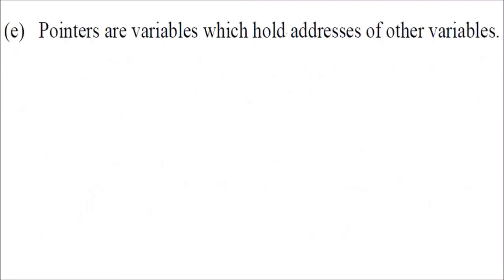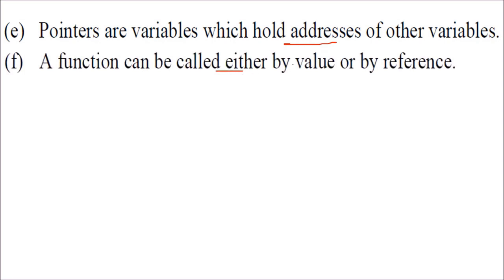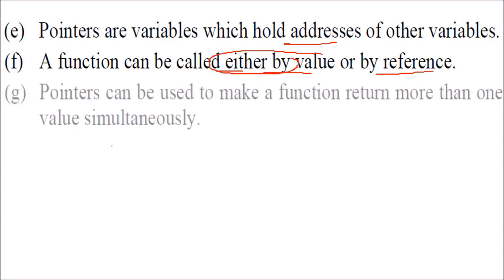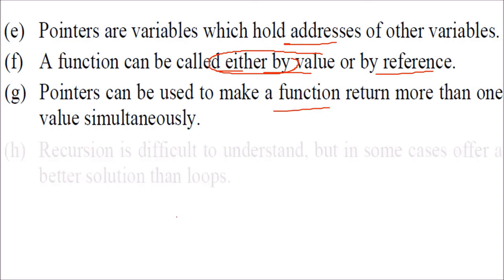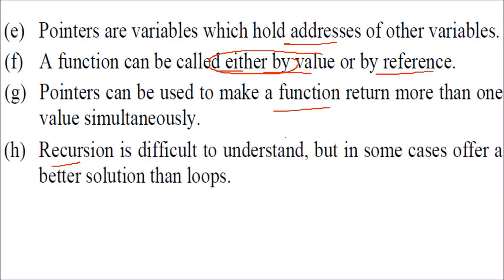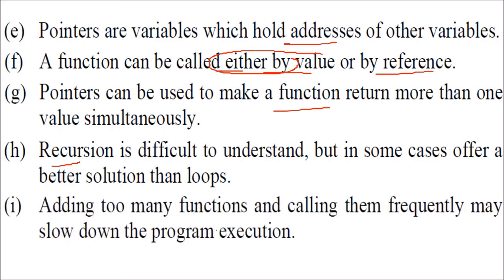Pointers are variables which hold addresses of other variables. The function can be called in two ways, either by value or by reference. Call by value is the default in C. Pointers can be used to make a function return more than one value simultaneously. Recursion is a function calling itself. Adding too many functions and calling them frequently will slow down your program execution. This you have to understand.